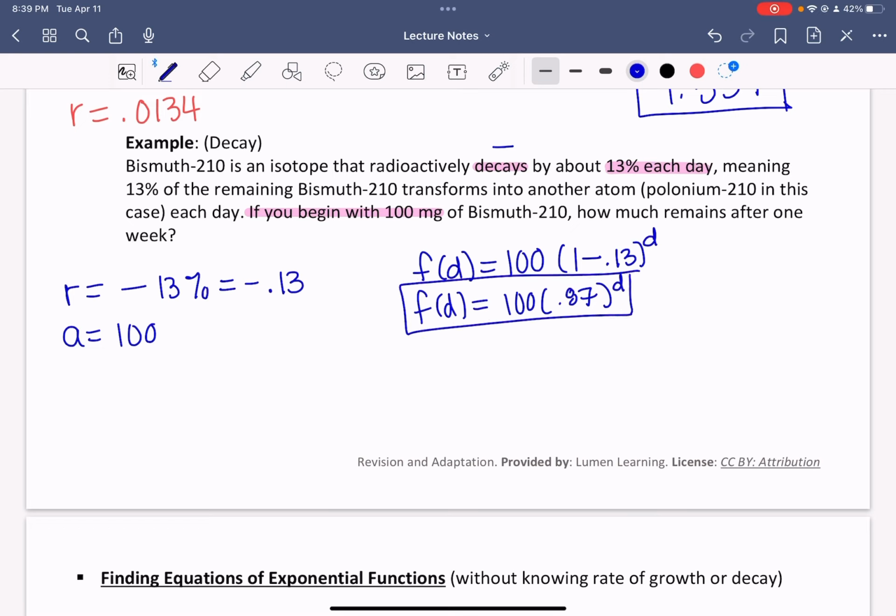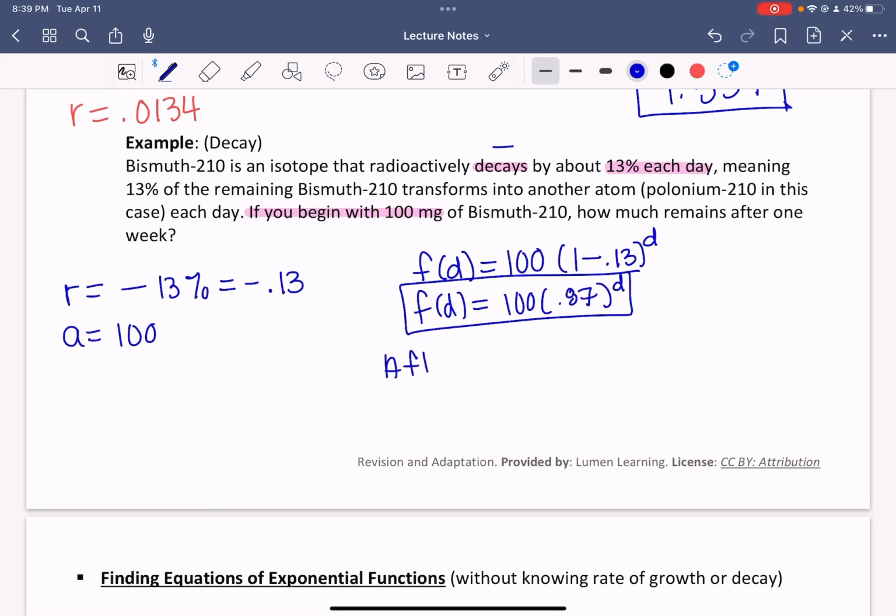So this will represent any amount of days that I want to look at and see how much bismuth is going to remain. Don't get distracted in this problem that it does say 210, 210. We're never going to use the 210. That is just a part of the name of it.